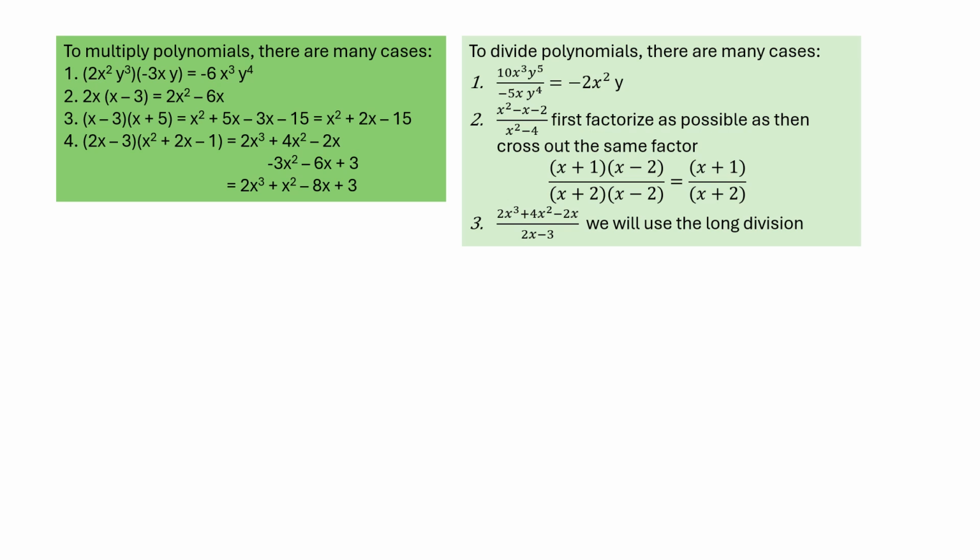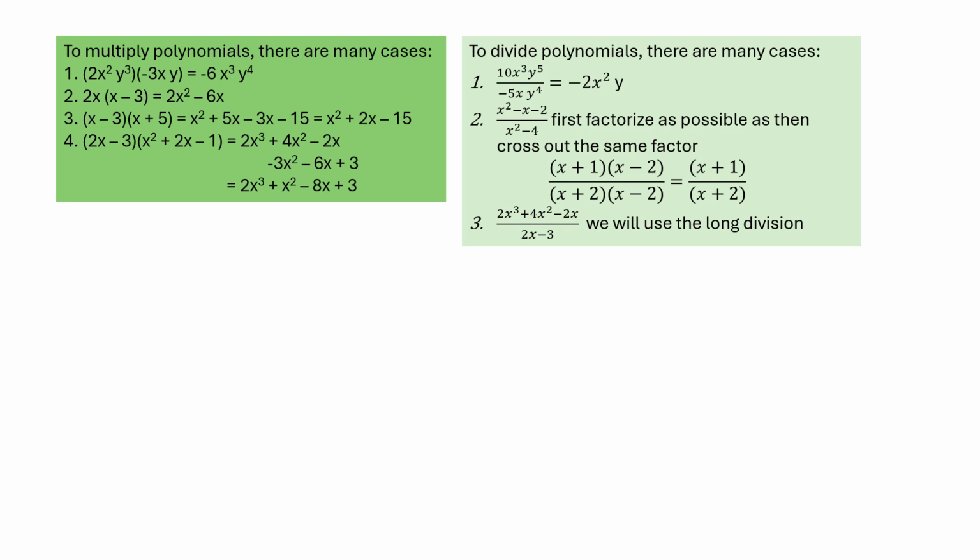The third type is called FOIL. When you expand two binomial brackets, as you see, x minus 3 times x plus 5, x times x is x squared, x times 5 is plus 5x, negative 3 times x will be negative 3x, negative 3 times 5 is negative 15. Then the middle terms are like terms, so combine them to get the answer x squared plus 2x minus 15.